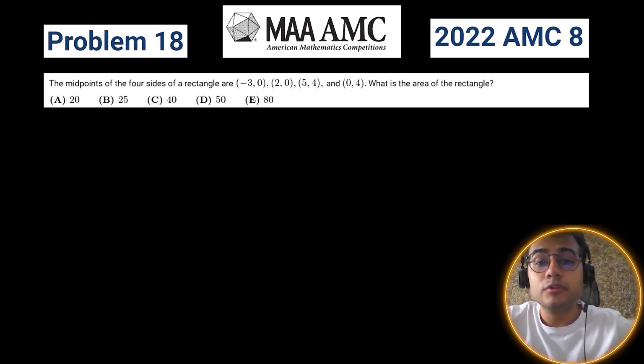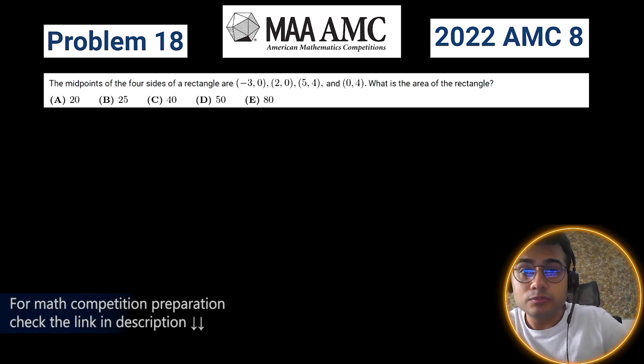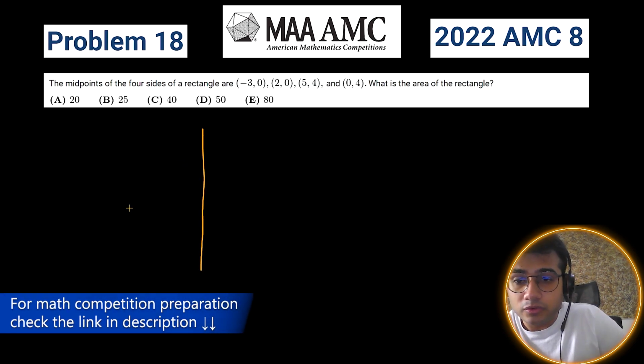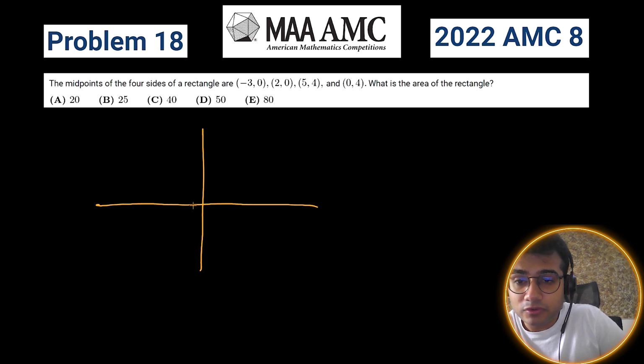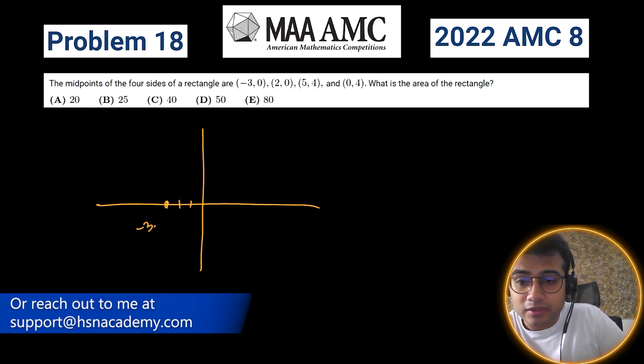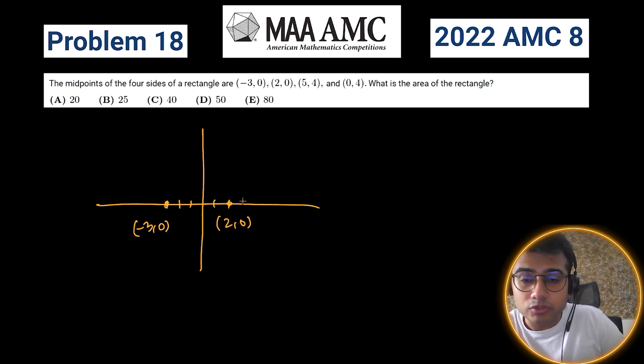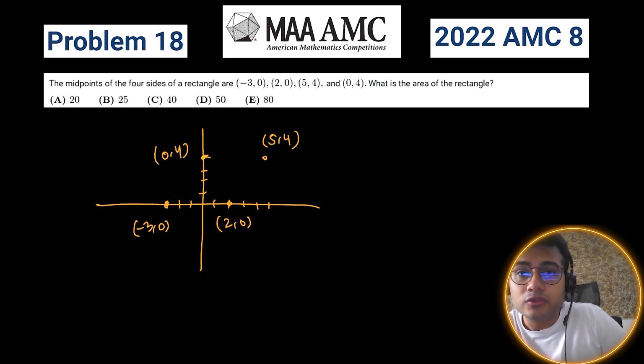Okay, this is a really simple coordinate geometry problem. In this problem, they have given us the 4 midpoints of a rectangle, and they want us to find the area. So let's plot these coordinates on a coordinate grid to see what it looks like. So we have negative 3, 0, so 1, 2, 3, that's negative 3, 0. Then we have 2, 0, so that is 2, 0. Then 1, 2, 3, 4, 5, 1, 2, 3, 4, that's 5, 4. And then this is 0, 4. Okay, so these are the 4 midpoints that we have.